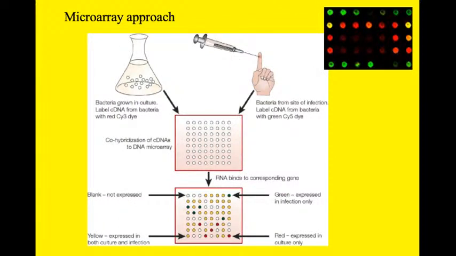That we have done the DNA microarray approach. So we have bacteria grown in culture, and we have the infected person, and we dye them with the red dye and green dye, and then we check with the microarray, with the red, yellow, and green, which genes are expressing and which are not expressing as white.